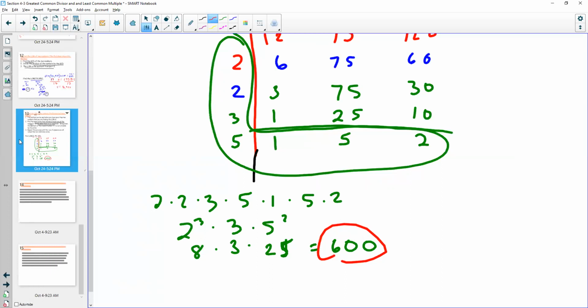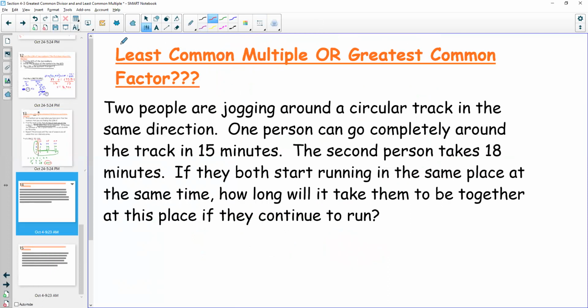All right. So there are 2 questions here at the end of the notes. The question is, do you use a least common multiple or a greatest common factor? There are 2 people jogging around a round track in the same direction. One goes completely around in 15 minutes. The other person takes 18. If they start running at the same place and the same time, how long will it take them to be together at the same place again if they continue to run? So take a second. Think about least common multiple or greatest common factor, and then think about how to solve it.